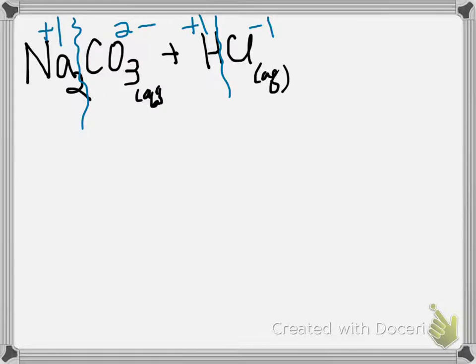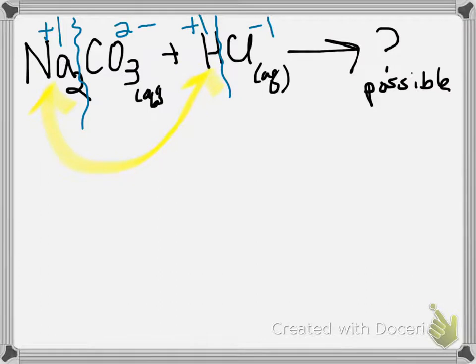Let's see. When they react, if I asked you what are the possible products, maybe not what's going to happen, but what could happen, okay? What we're going to say is, if this is a double replacement reaction, then the cations will switch anions. So I'm going to take my sodium and my hydrogen and switch places. So now I'm going to rearrange the ions. So instead of sodium carbonate, I'm going to have hydrogen carbonate.